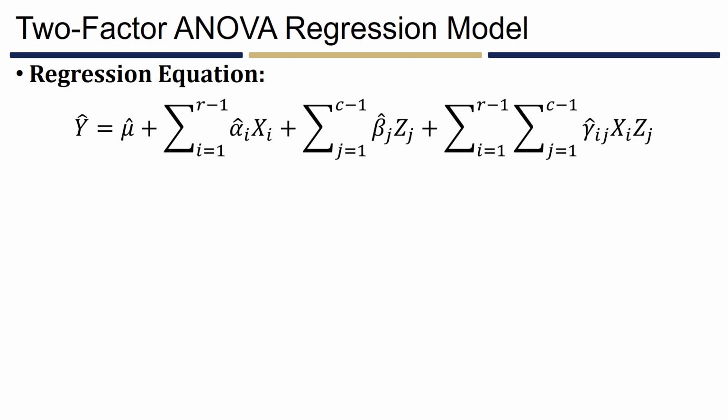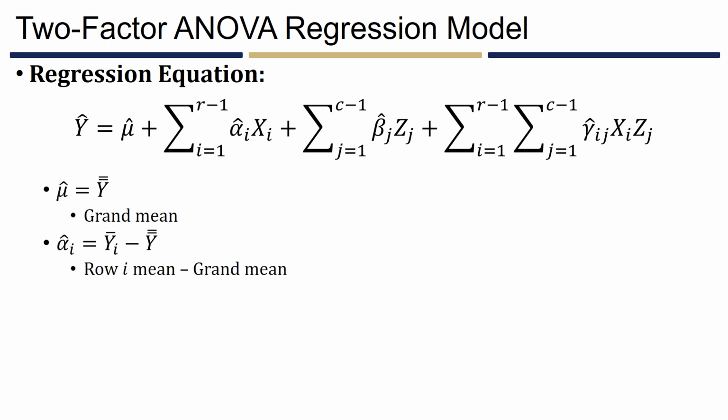Let's talk about how to estimate these regression coefficients. Over on the left, we have y hat, which is the predicted value of the response. On the right, we start out with mu hat, where mu hat is going to be estimated by the grand mean, y double bar. Each alpha sub i hat is calculated by taking the mean of the observations in category i and subtracting off the grand mean, y double bar. Similarly, each beta sub j hat is calculated by taking the mean of the observations in category j and subtracting off again the grand mean.